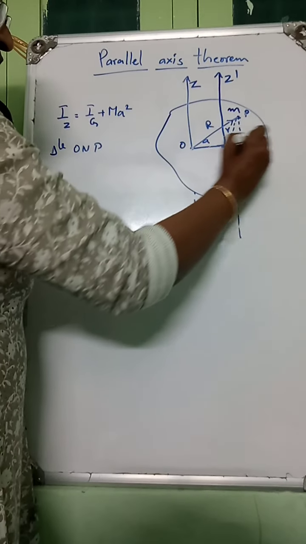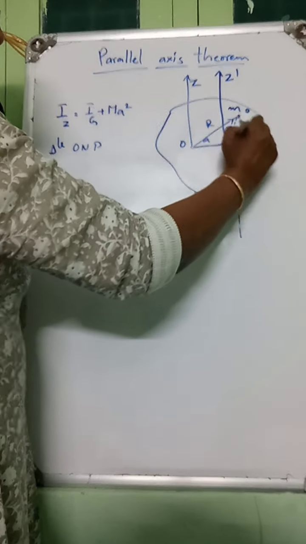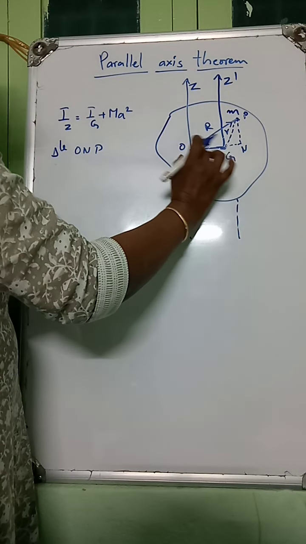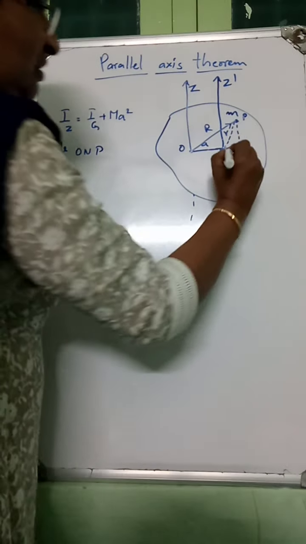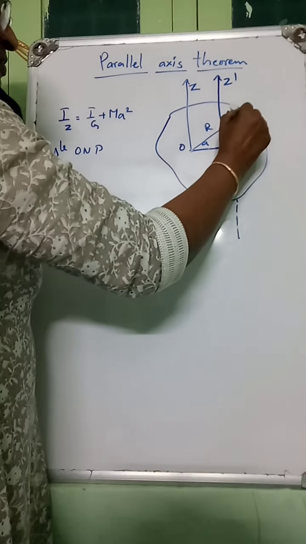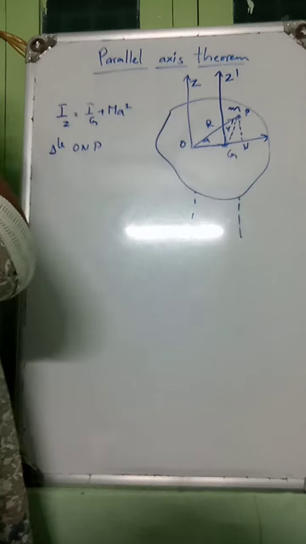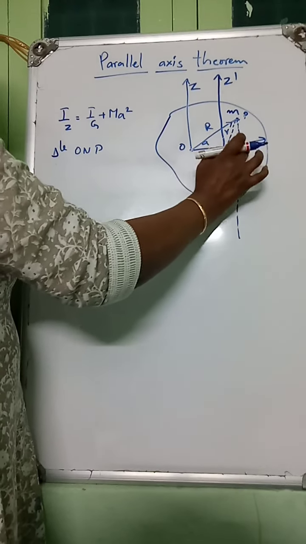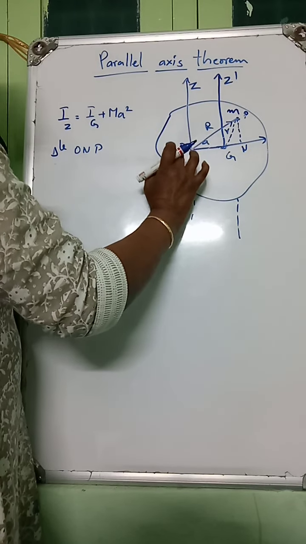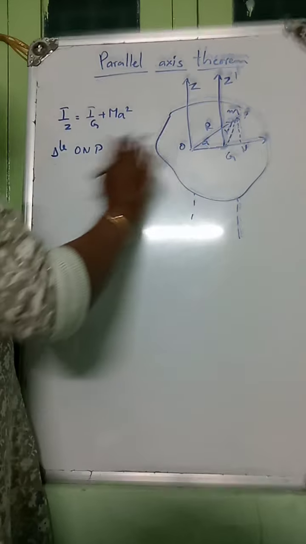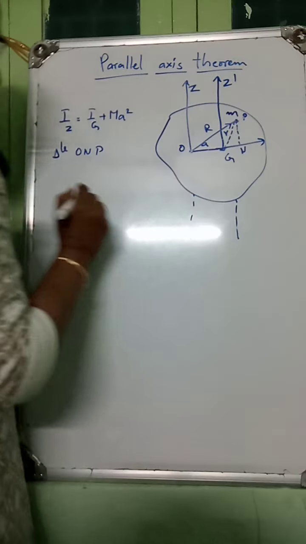Now extend OG and draw normal from P. PN is the normal drawn to OG. Okay. We are extending OG here like this and drawing the normal like this. Now we have two right angle triangles, ONP and GNP. First take ONP.